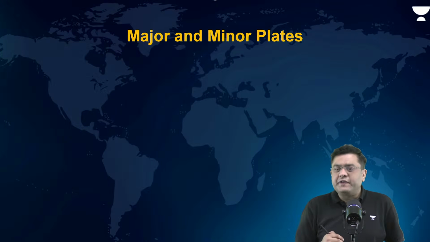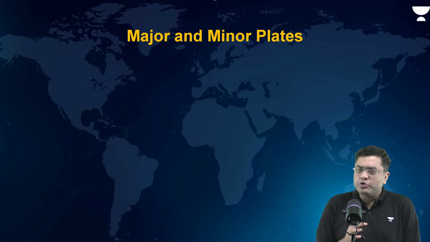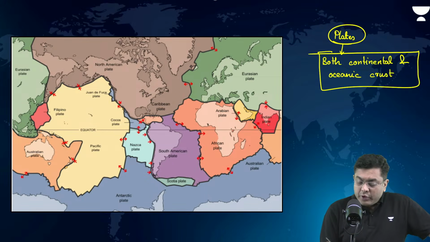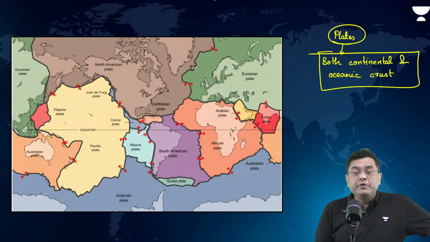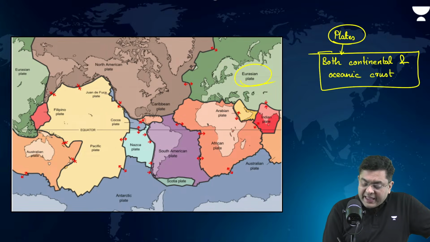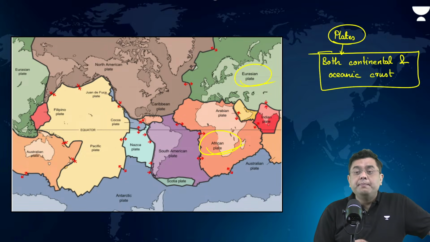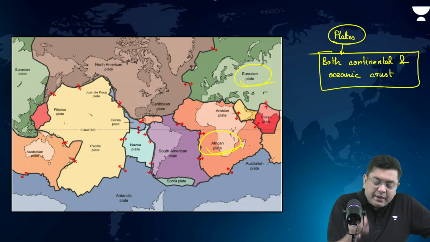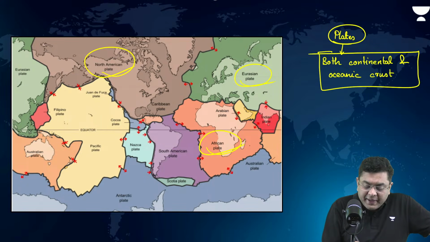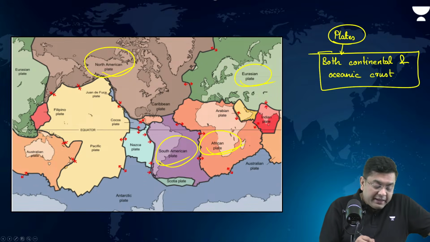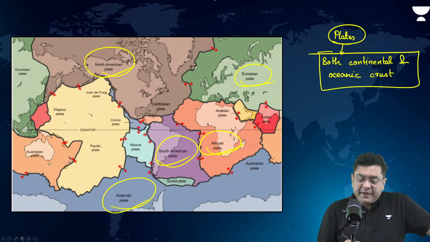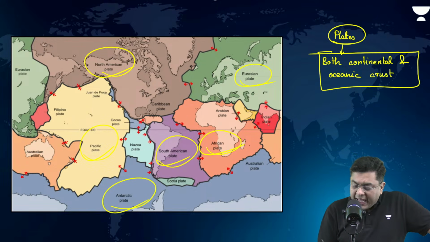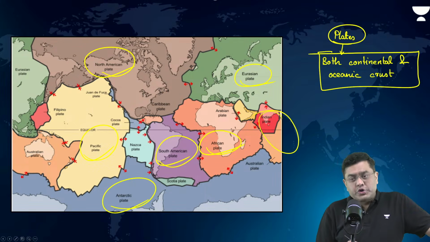Now, based upon the size, the plates were divided into types. You had the major plates and the minor plates. Which were the major plates? So, if you take a look at it, Eurasian plate was a major plate, right? Then African plate was a major plate based upon the size, whichever were large enough. Then North American plate was a major plate. South American plate was a major plate. Then Antarctic plate was a major plate. Pacific plate was also a major plate, right? And you had one plate that is Indo-Australian.